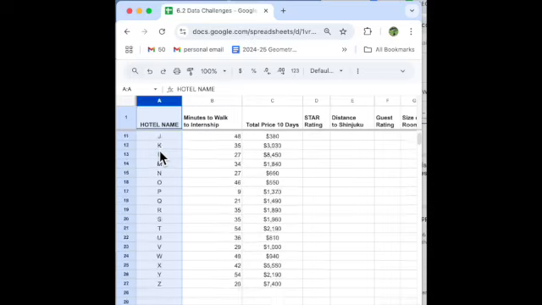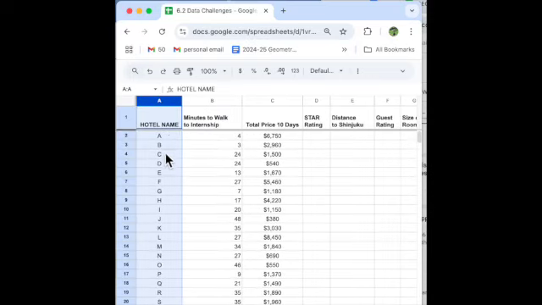A bunch of hotels, and I actually looked these up on Google, except I put them with letters for names instead of, so to make it a little easier. Okay, I'm going to try to choose a hotel considering these two categories: how long it takes to walk to this internship, and how much it costs for 10 days.